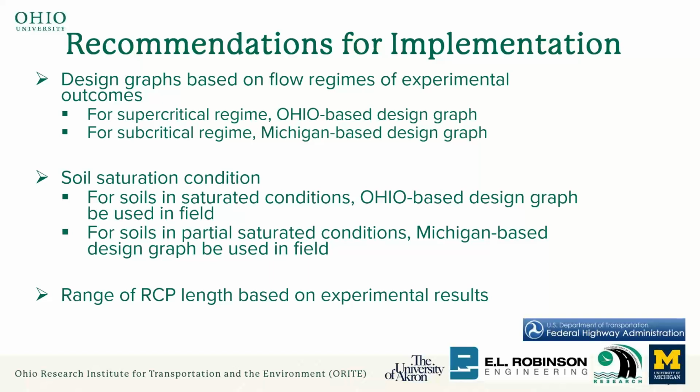So for the graphs that we developed from both schools: for the supercritical regime, maybe designers can consider using the OU graph. For the subcritical regime, maybe the Michigan graph will be more suitable. And for soil saturation conditions, if the soil is going to be saturated, then the OU-based design graph may be more suitable. For partially saturated conditions, the Michigan graph may be suitable.